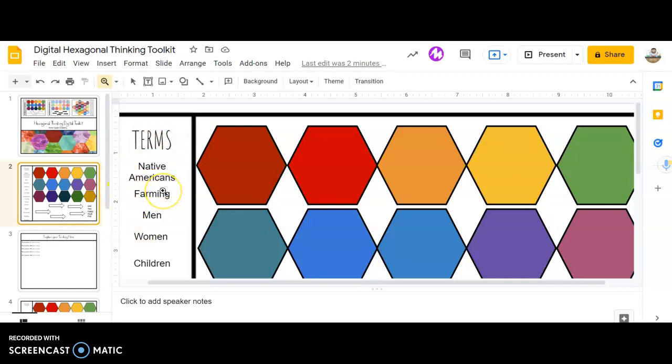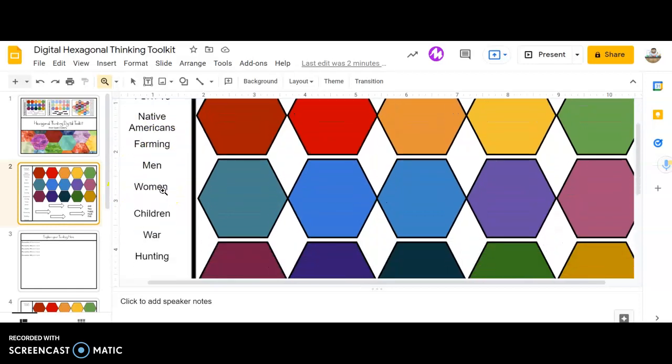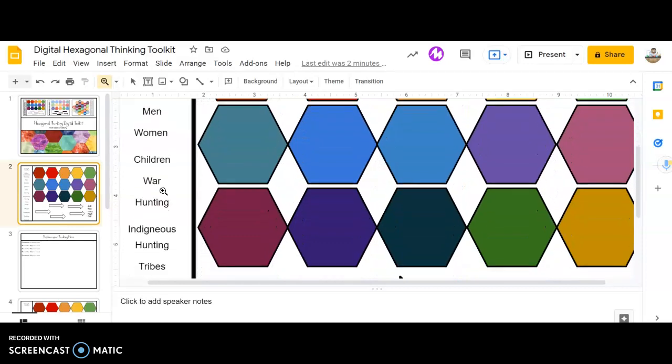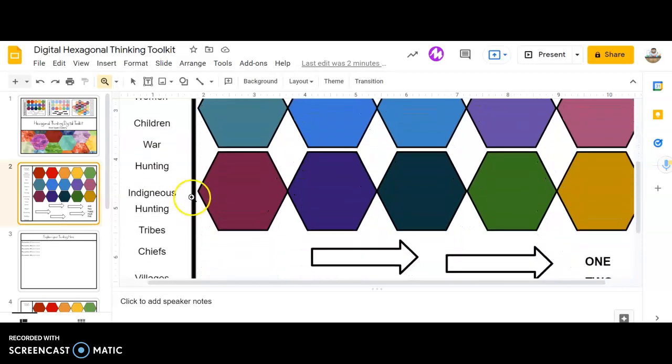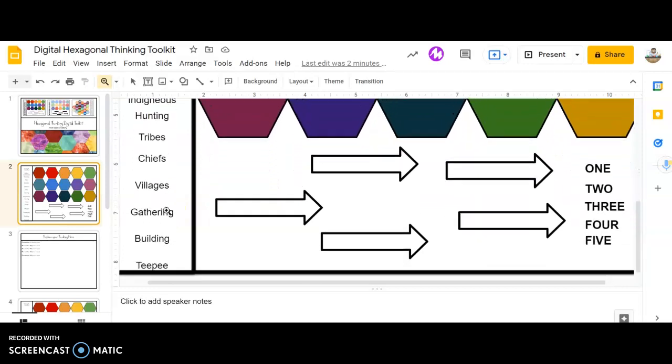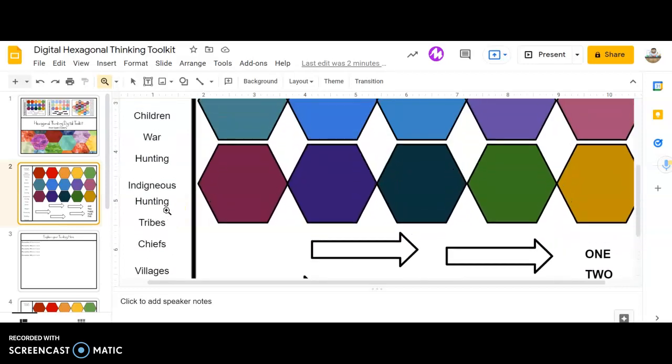So over here on the left-hand side, we have all of our terms: Native Americans, farming, men, women, children, war, hunting, indigenous. Hunting's on there twice, so I'll take that out. Tribes, chiefs, villages, gathering, building, and teepee. And while we're talking about this, I'm going to get this out of here.